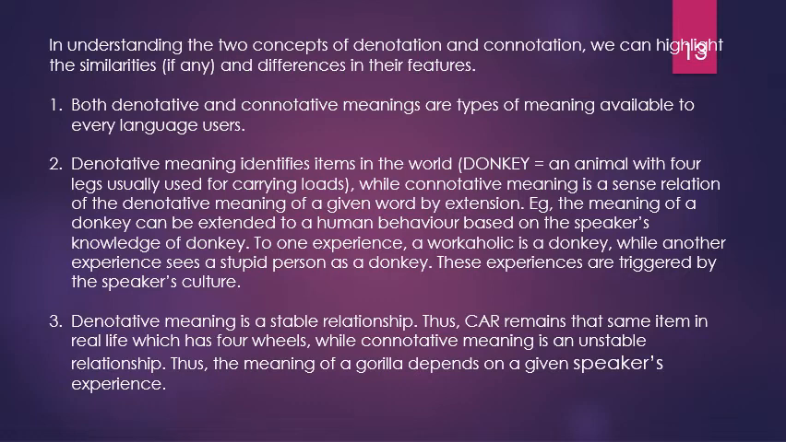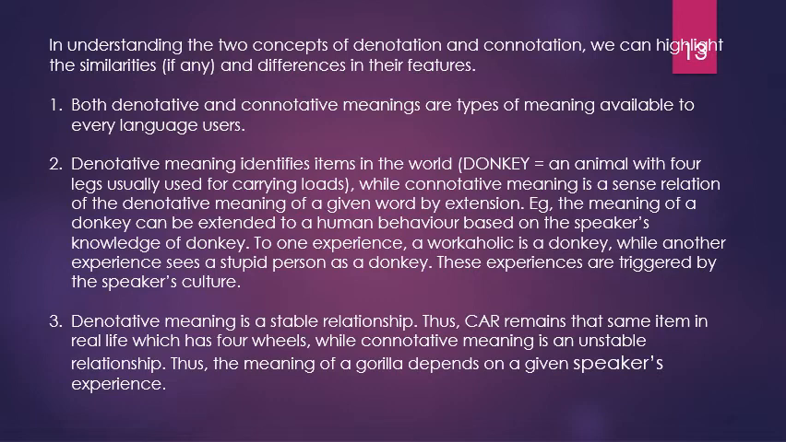That is one. Two, the denotative meaning identifies items in the real world. That is, when we say donkey, we are referring to an animal with four legs, usually used for carrying loads, among others, and other descriptions. While the connotative meaning of donkey is a sense of relation to the denotative meaning.